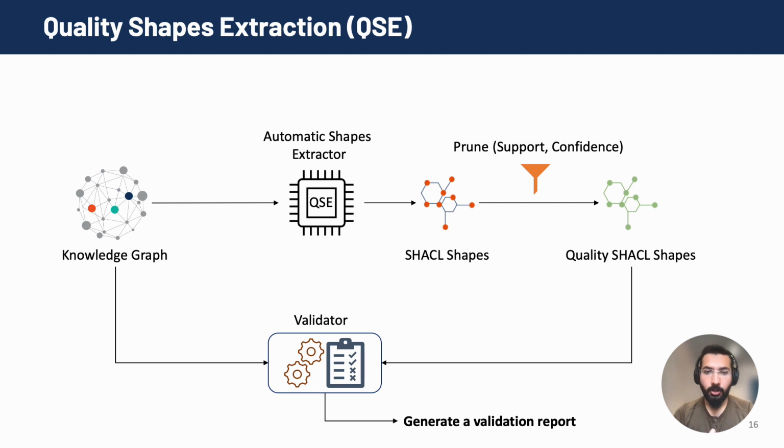This slide shows the overview of the QSE approach. Given a knowledge graph, it can automatically extract shapes with support and confidence, and then the user can provide various pruning thresholds to get a reliable set of SHACL shapes to be used by a validator and get the validation report.